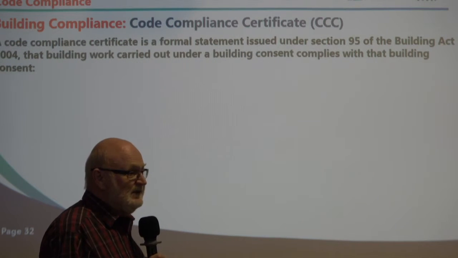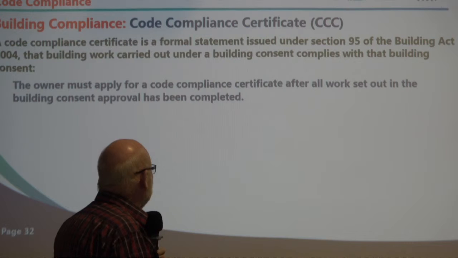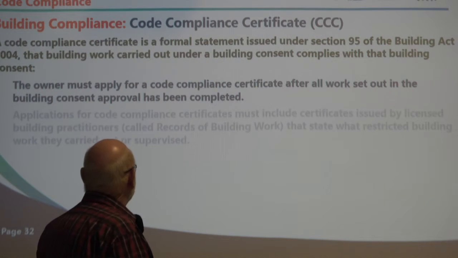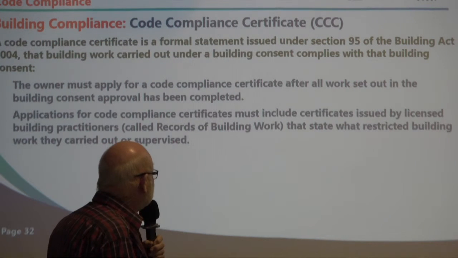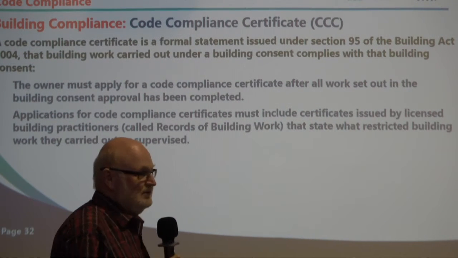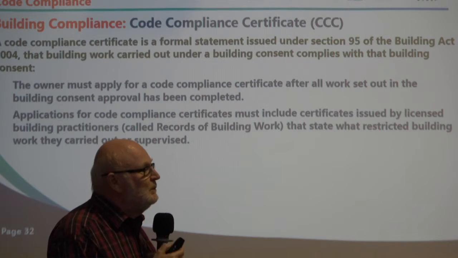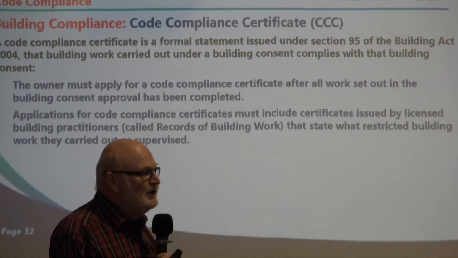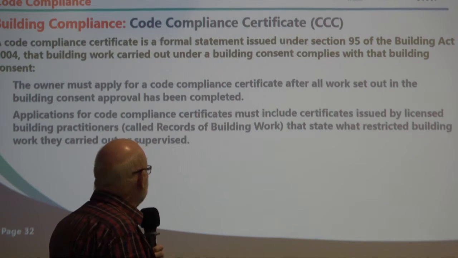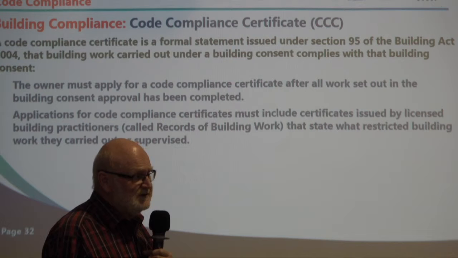Code compliance, CCC. The owner must apply for the code compliance certificate after all work set out in the building consent approval has been completed. Applications for code compliance certificates must include certificates by licensed building practitioners. So every licensed building practitioner must provide the owner with a record of building work that states what restricted building work they carried out and supervised. So that's part of the code compliance submission.